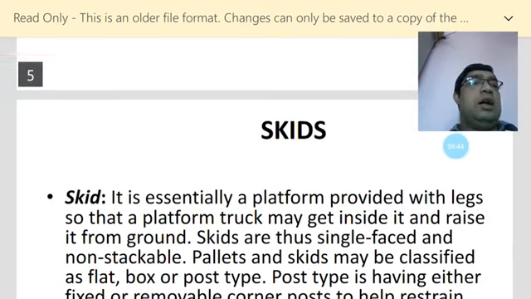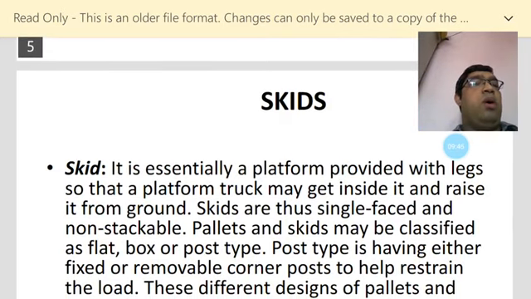The skid is essentially a platform provided with legs so that the platform trucks can get inside it and raise it from the ground. Sometimes you also have to consider the idle-under type, like the dolly type systems, which are also provided.